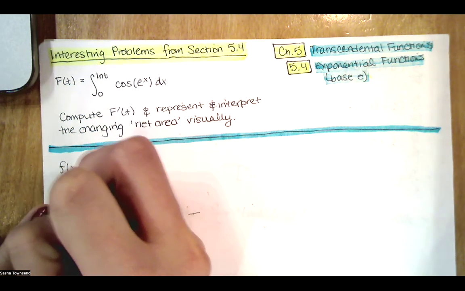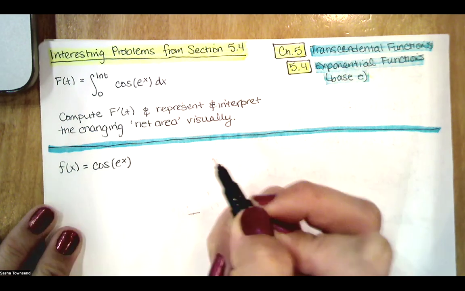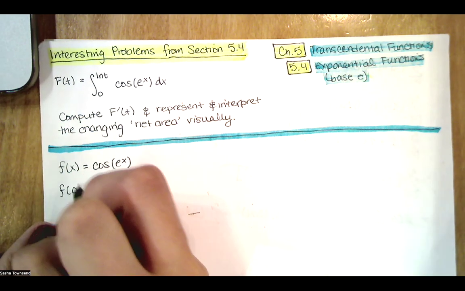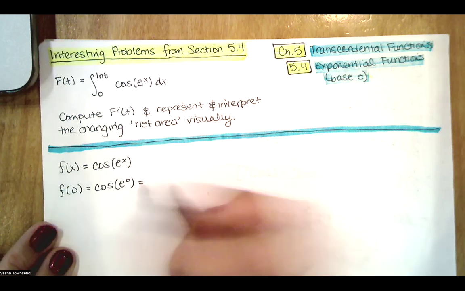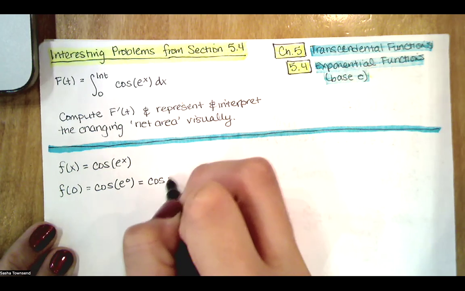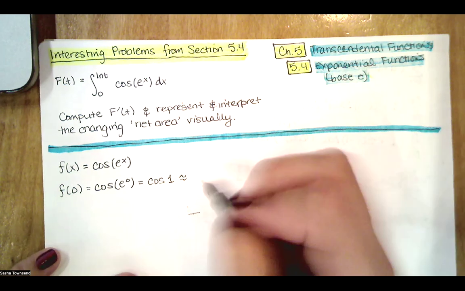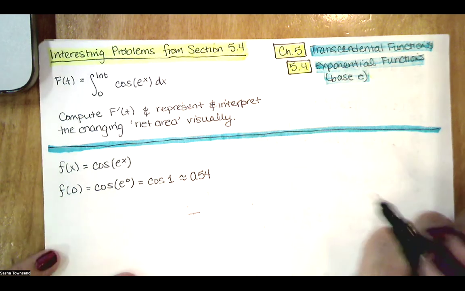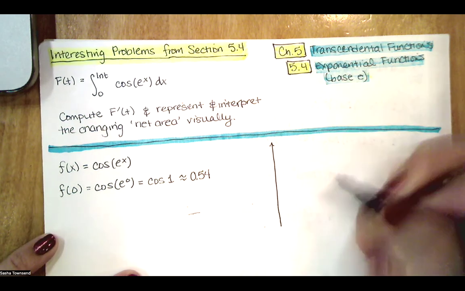f of x is our integrand. That's cosine of e to the x. Now, when x equals 0, we get cosine of e to the 0, or cosine of 1. Now, I don't actually know what that is without using a calculator, but using the calculator earlier, I saw it was about 0.54, if I'm remembering correctly. So our graph is going to look like this.